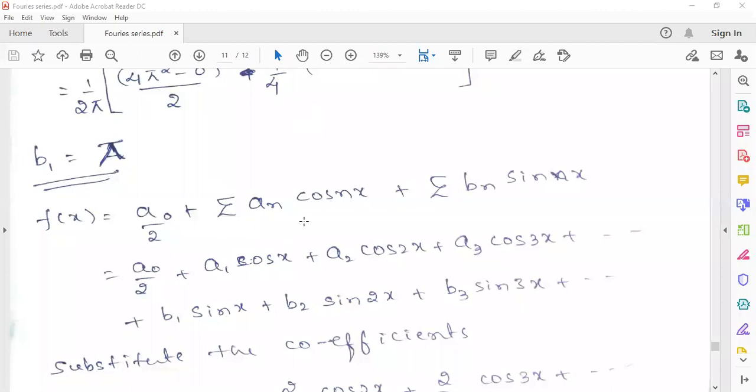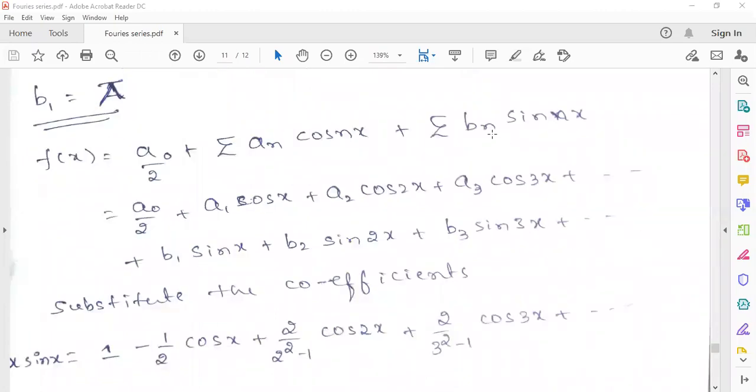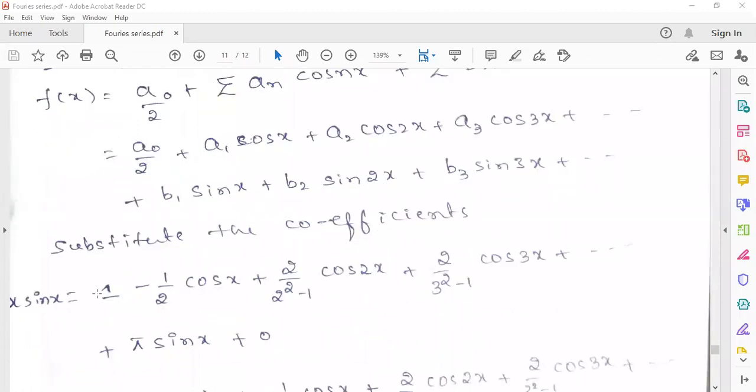Now, since A1 is different and the remaining An are the same, I am splitting this series An cos nx. If you split this by putting n equals 1 to infinity, it will become A1 cos x plus A2 cos 2x plus A3 cos 3x plus so on. Similarly, Bn sin nx, if you put n equals 1, 2, 3, it becomes B1 sin x plus B2 sin 2x plus B3 sin 3x. So now you substitute the values.